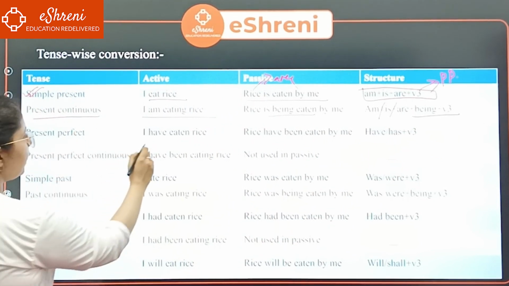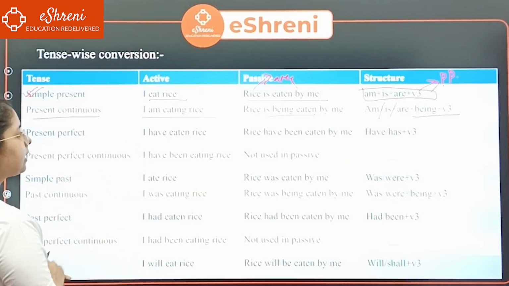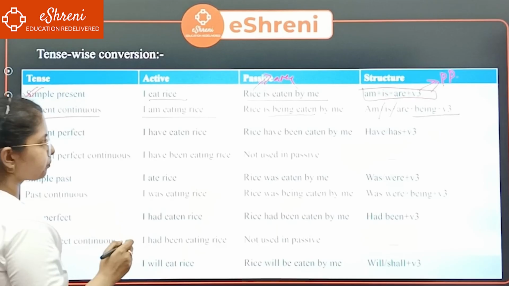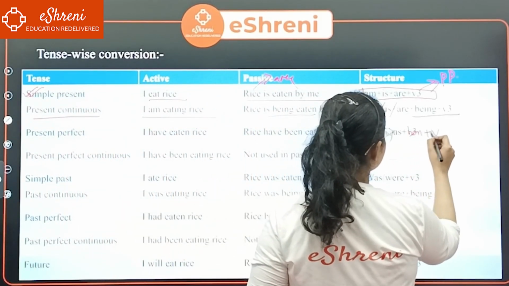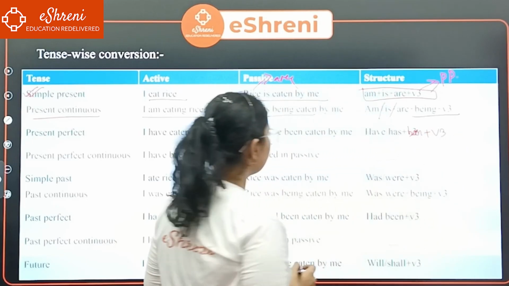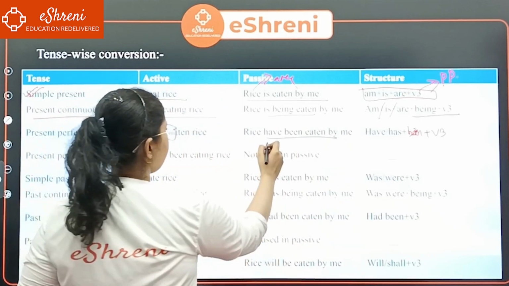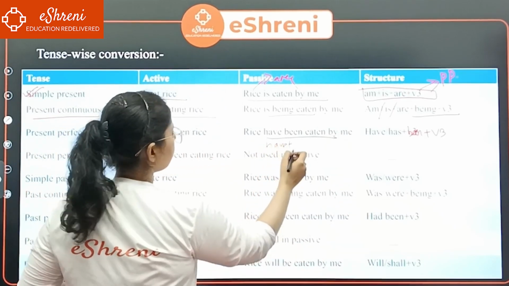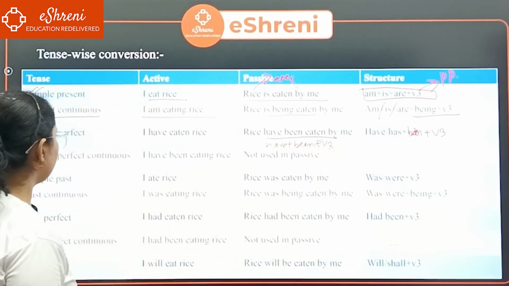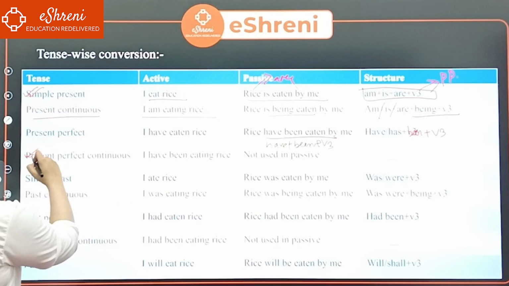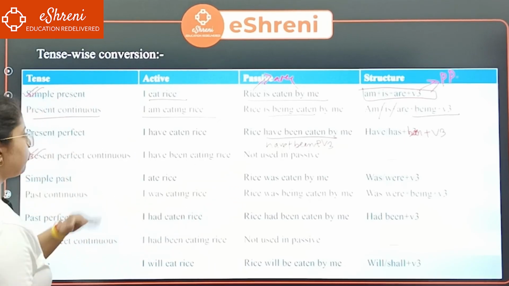Present perfect: I have eaten rice. There, have or has stays the same, and then been plus v3 follows. So sorry, it is have or has, plus been, plus v3. So here, the rice has been eaten by me. Rice have or has, plus been, plus the past participle form of the verb. Next, present perfect continuous tense: there will be no change, because we cannot change present perfect continuous into passive. So we will skip this.